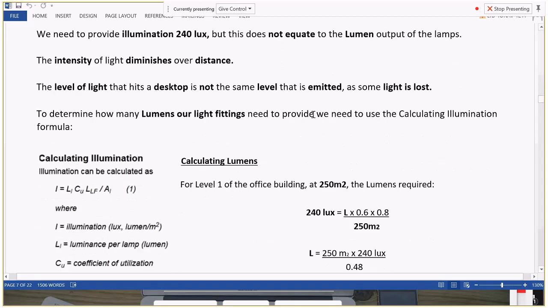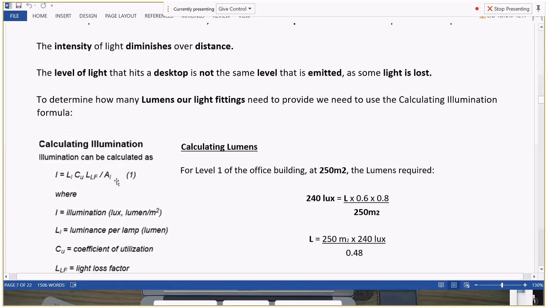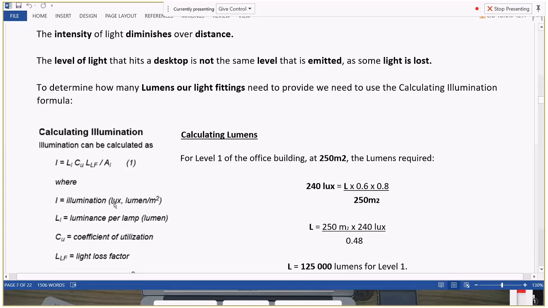What we'll need to do is use this illumination calculation that takes into consideration the coefficient of utilisation, so how much light is reflected around the room, our light loss factor, so how much light loss we get from having our light up there to the point at which it gets to the desk, and also the illumination per square metre for our lumens from our lamp. Typically when we're talking about a light globe, we refer to that as a lamp.